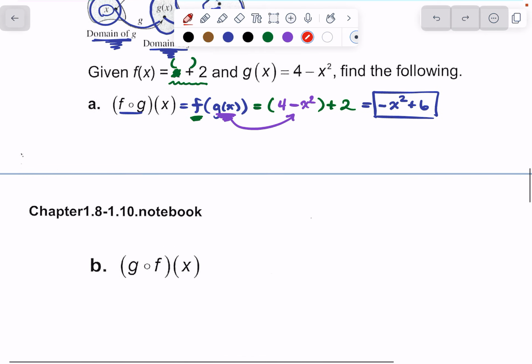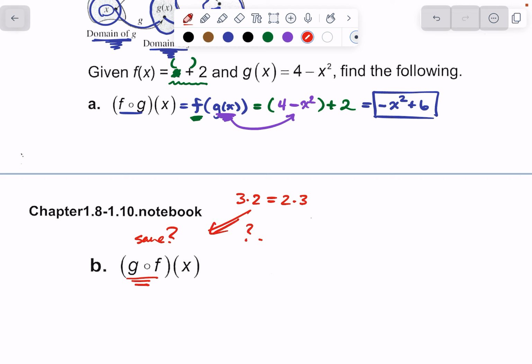We can also compose the functions the other way, right? And you might be thinking, well, is it going to be the same, right? Like, I know that 3 times 2 is the same thing as 2 times 3, right? So doesn't that work here? Well, actually, no, it does not, right? So what we say is composition is not, it's an old math property you probably forgot the word for, commutative.